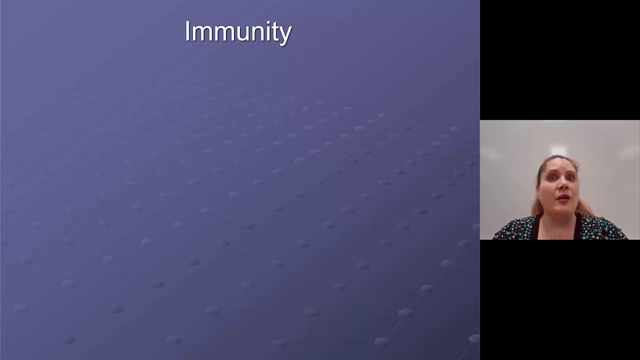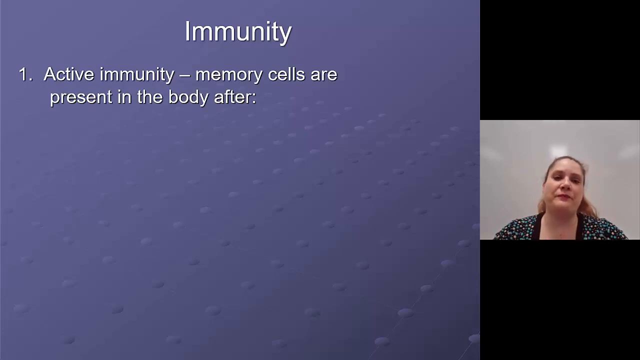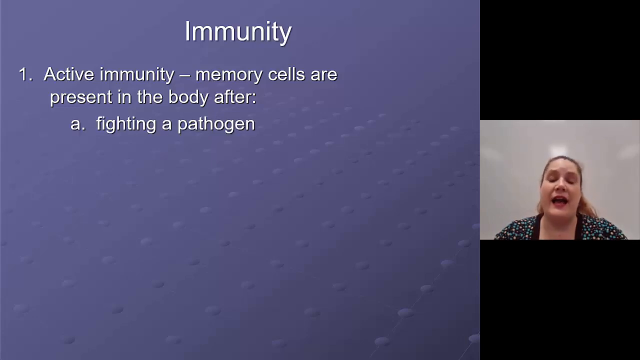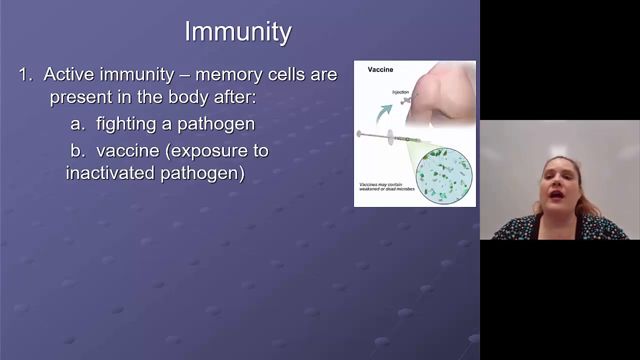Okay. So let's talk about some other things, bigger ideas with immunity. Active immunity means that we have memory cells that are present in the body after you fought off a pathogen, just because you got sick with it. So you encountered that pathogen in your daily life and you fought it off. You could also get active immunity through a vaccine.